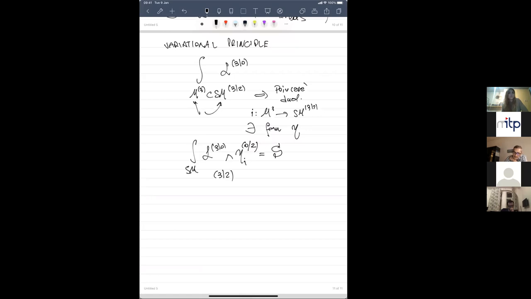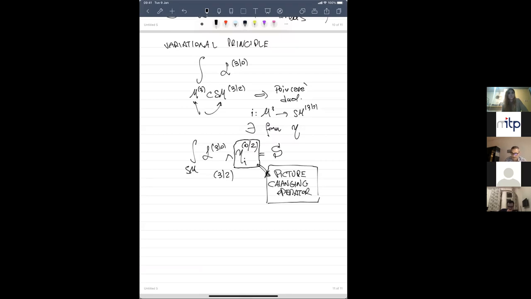This object is interesting. It was also invented in string theory, and it is known as the picture changing operator. It was introduced in string theory, but now it plays a role here as well.